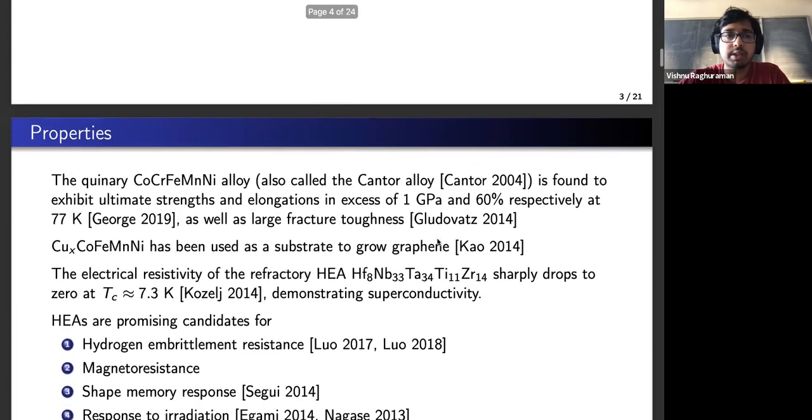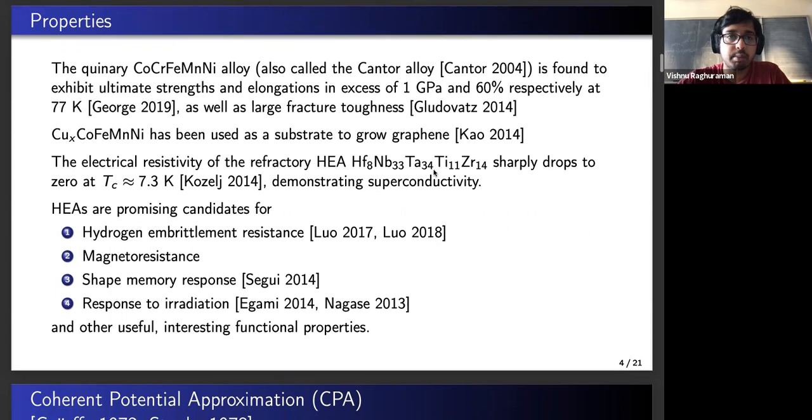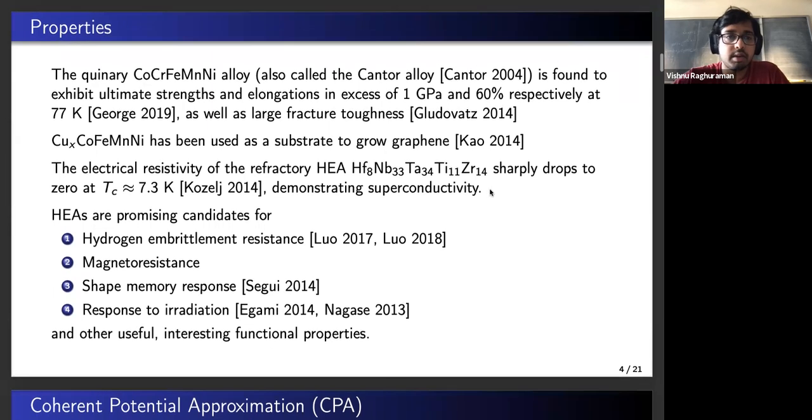The reason high entropy alloys are exciting and people study them a lot is that they have really useful and interesting functional properties. For example, one of the first high entropy alloys is the Cantor alloy, which is cobalt, chromium, iron, manganese, nickel. It has very good mechanical properties, high ultimate strengths, and large elongations. And for example, this copper, cobalt, iron, manganese, nickel high entropy alloy is a substrate for graphene growth.